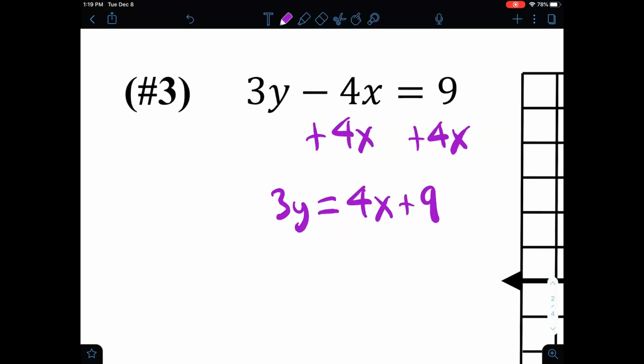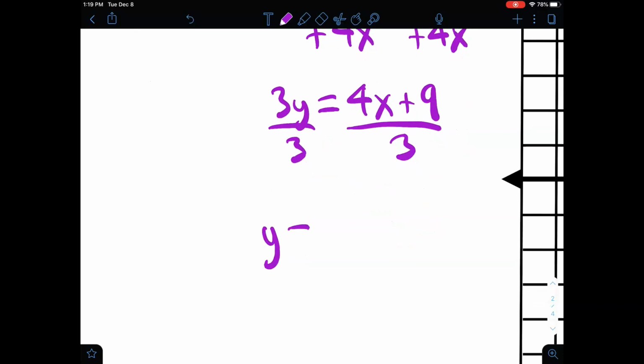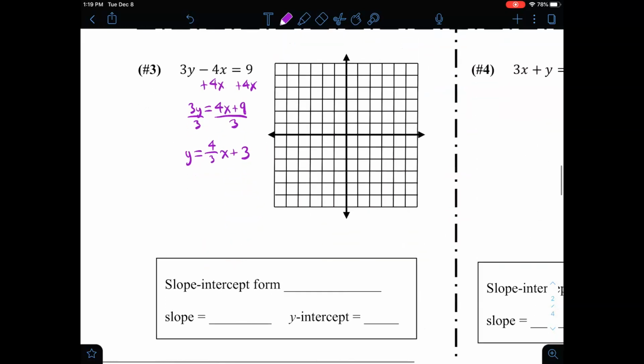Now we need to get rid of that 3 in front of the y. We're going to divide both sides by 3. So we're going to get y equals, does 4 divide by 3 nicely or no? It doesn't, so we're just going to write 4 thirds x. And then what's 9 divided by 3? That is 3. Now we have y by itself, so we can write our slope-intercept form. y equals 4 thirds x plus 3. So our slope is 4 thirds, which is nice to see the rise and run with, and our b is going to be 3.